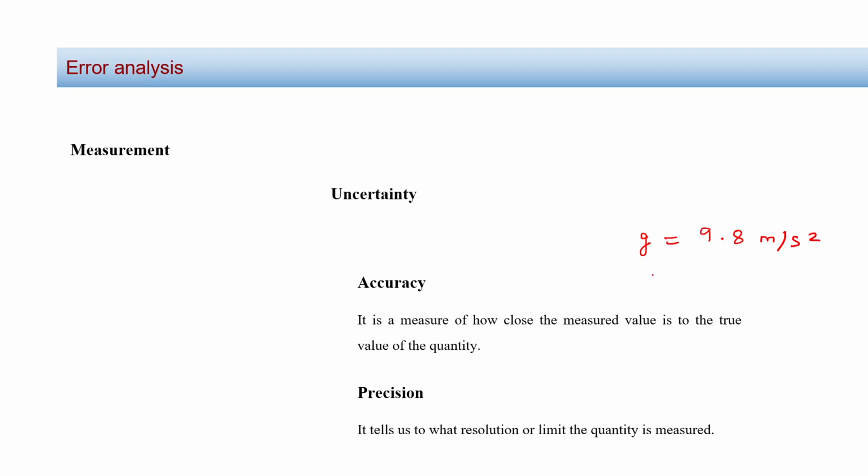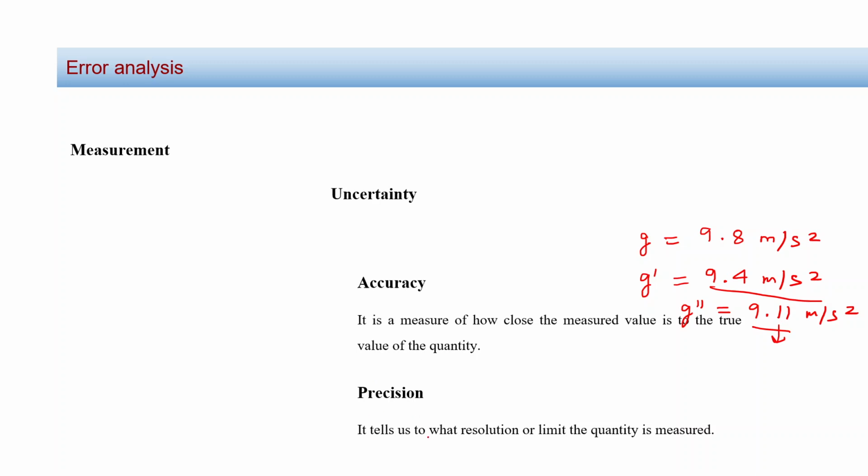If I am carrying out any measurement and the value I measure is, say, 9.4 meter per second square, and some other person also carried out some experiment and found it to be 9.11 meter per second square. That means my experiment is more accurate than this because it's closer to the true value, whereas this person's measured value is more precise because of its resolution.